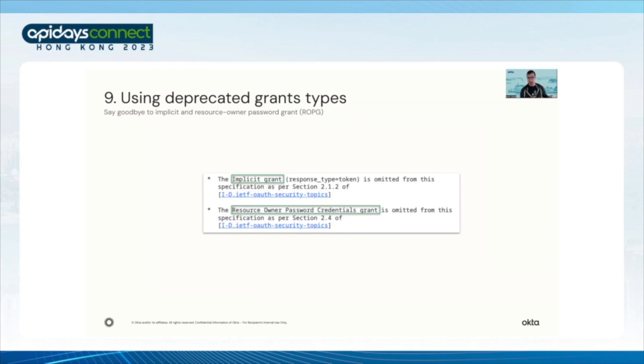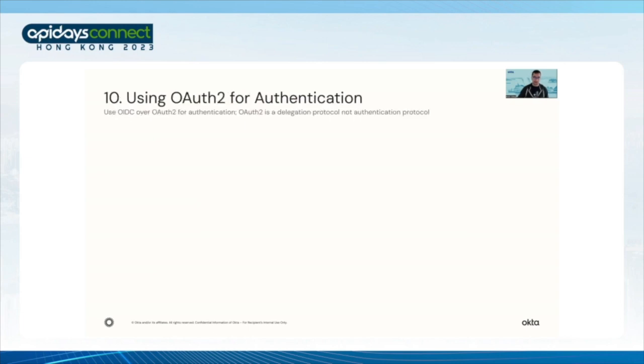Older applications, obviously, can still be using them, but as you review those applications, you will have the opportunity to walk away from these deprecated grants and implement stronger flows for them as well. Using OAuth2 for authentication: again, OAuth2 is a delegation protocol. It's not an authentication protocol.